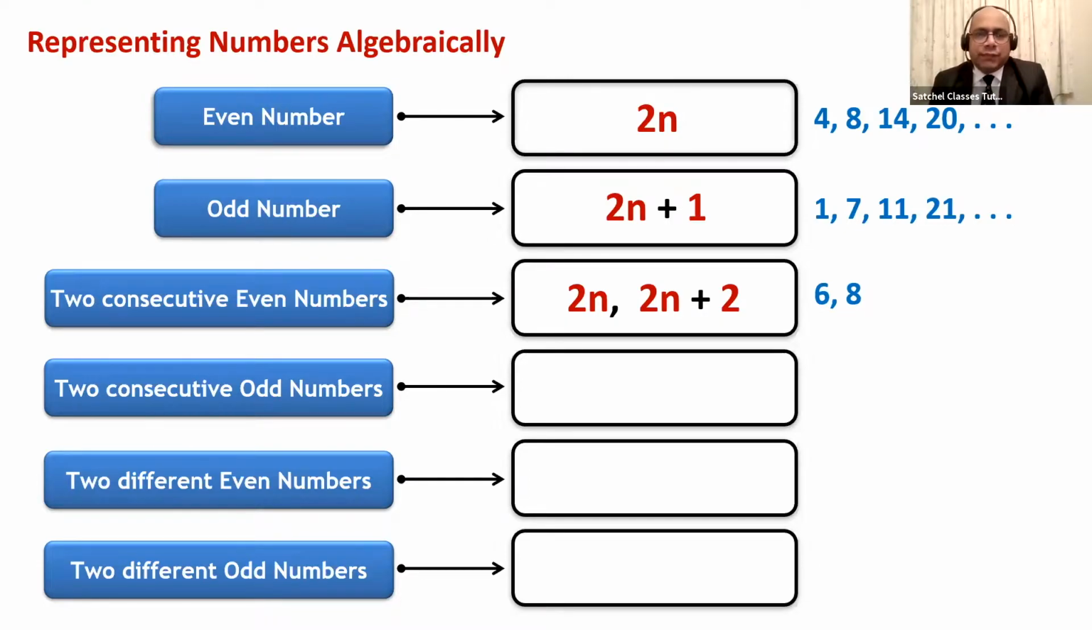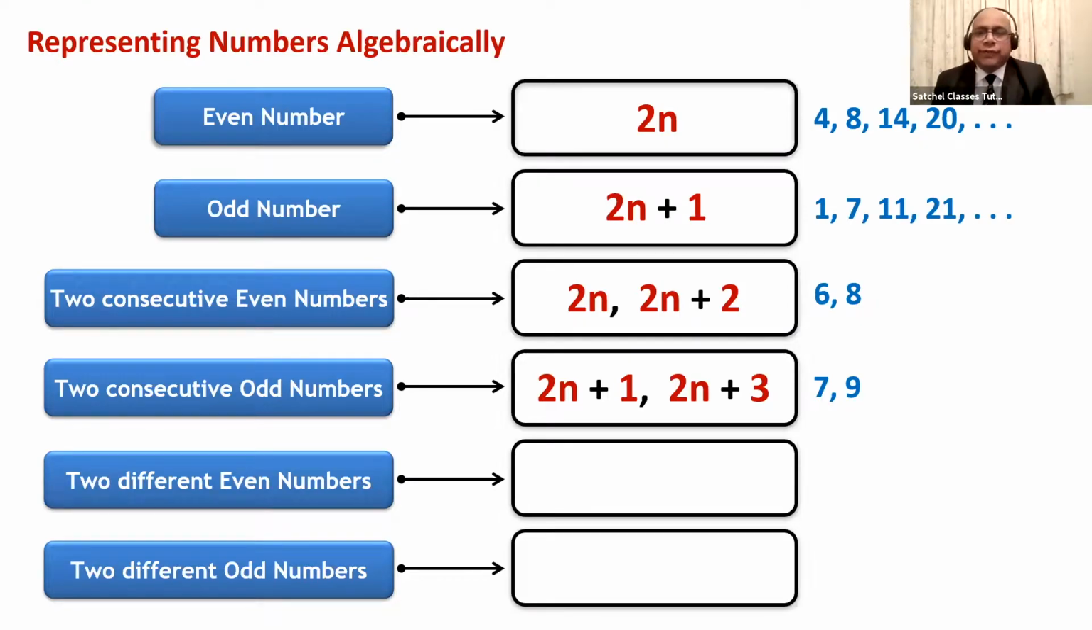How about two consecutive odd numbers? Once again, if you take an example, 7 and 9, the difference between two consecutive odd numbers also has to be 2. So if the first odd number is 2n plus 1, that's how we represent an odd number, remember, the next odd number, because it is consecutive, will be 2 more. So 2n plus 1 plus 2 would give you 2n plus 3. So two consecutive odd numbers can be written as 2n plus 1 and 2n plus 3.